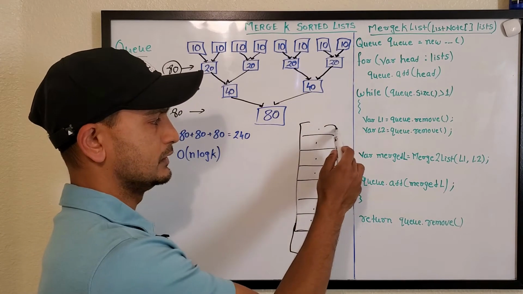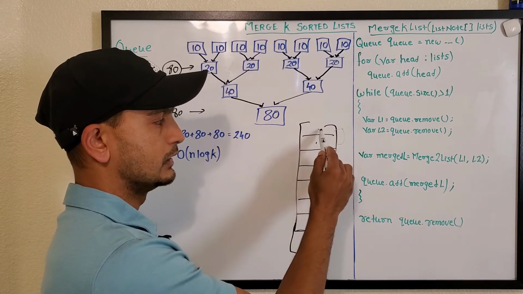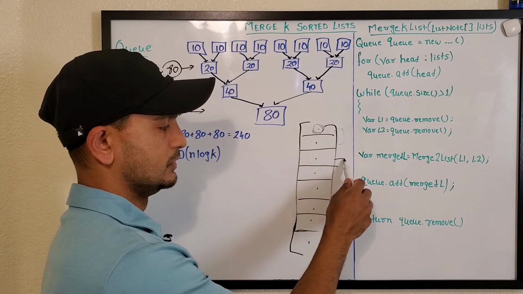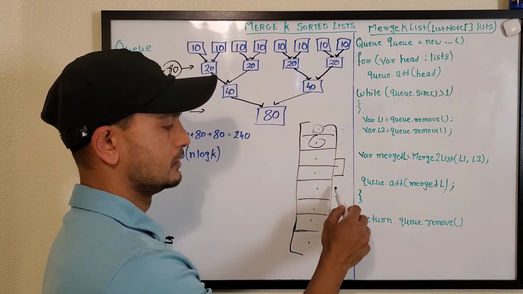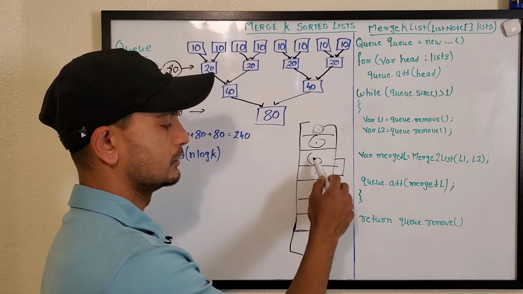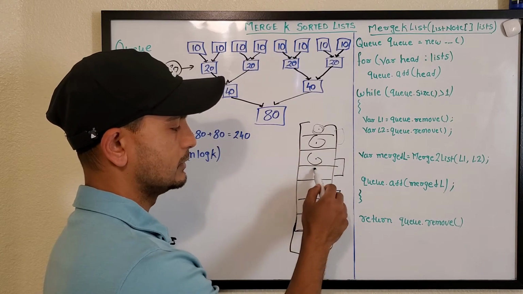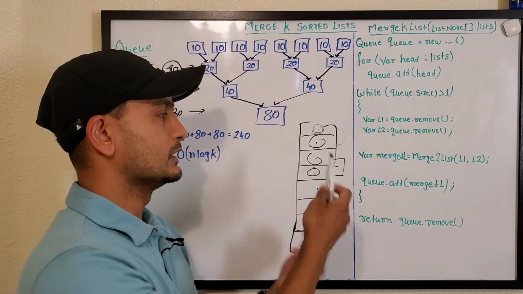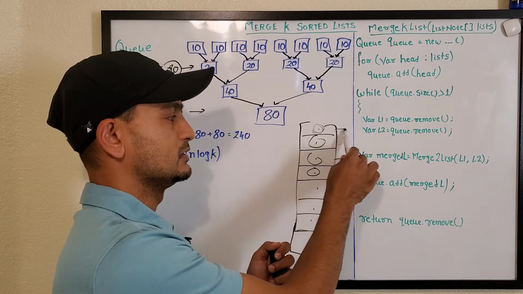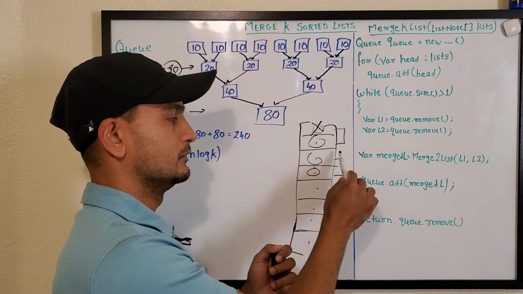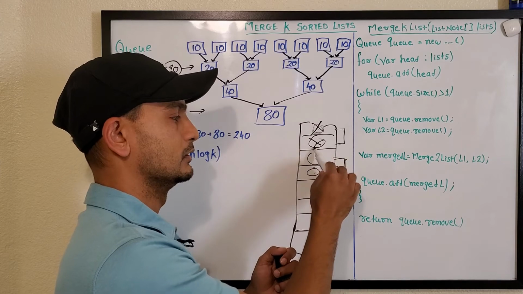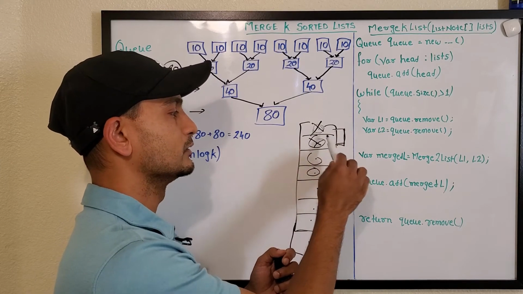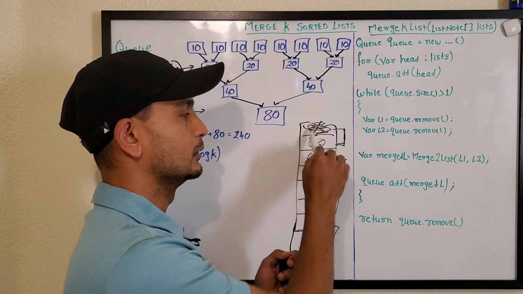So now we can merge these 2 lists into one, and we can keep it here. We can merge these 2 lists and we can keep it here. We can merge these 2 lists and keep it here. We can merge these 2 lists and keep it here. And likewise, we can repeat the process. We can again merge these 2 lists, keep it here. We can again merge these 2 lists, keep it here. And then finally we can merge these 2 lists and keep it here, and this will be our result.